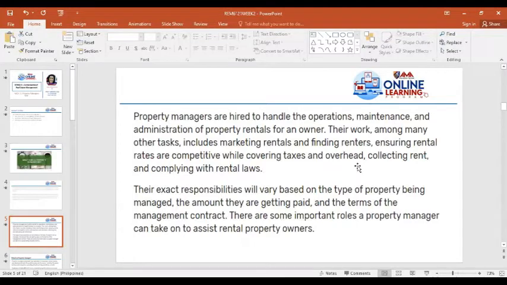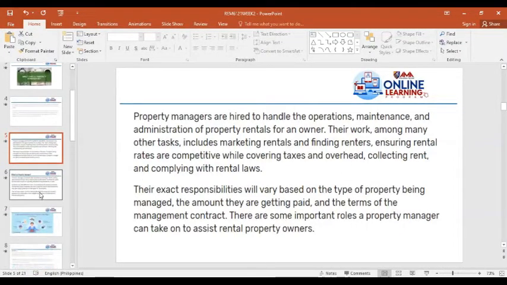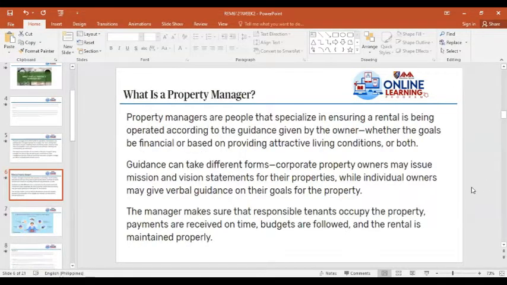So with this kind of responsibility, the property manager oversees the total operations, maintenance, and administration of the property of the rental owners.